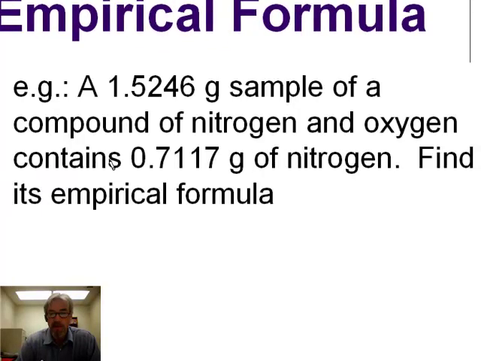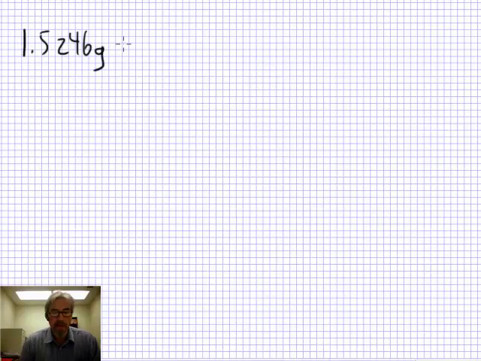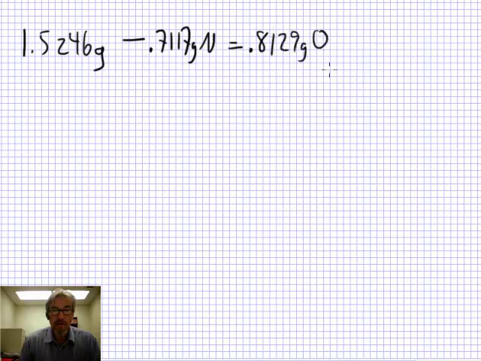Here we have a compound. We have a 1.5246 gram sample of it. It has nitrogen and oxygen in it, and we know that it has 0.7117 grams of nitrogen. Our job is to find its empirical formula. The sample of the compound that we have has 1.5246 grams total. We know that out of that, 0.7117 grams are nitrogen. So the remainder has to be oxygen, and the difference is 0.8129 grams. So that's the amount of oxygen that's there.